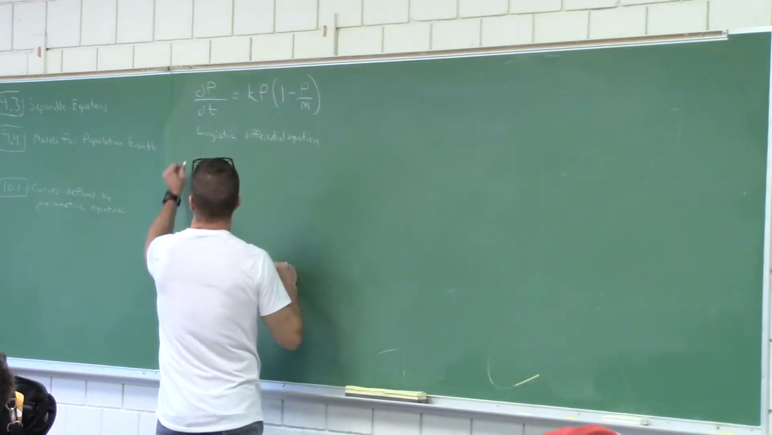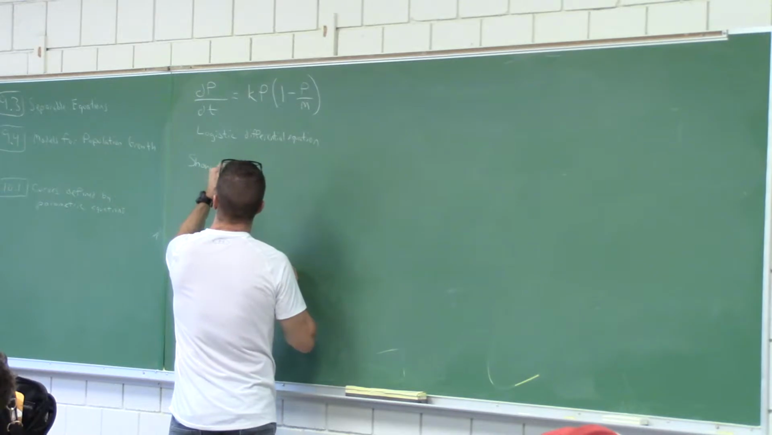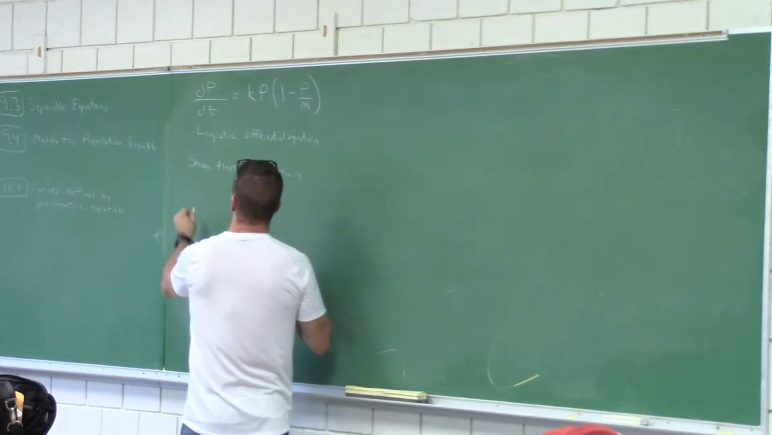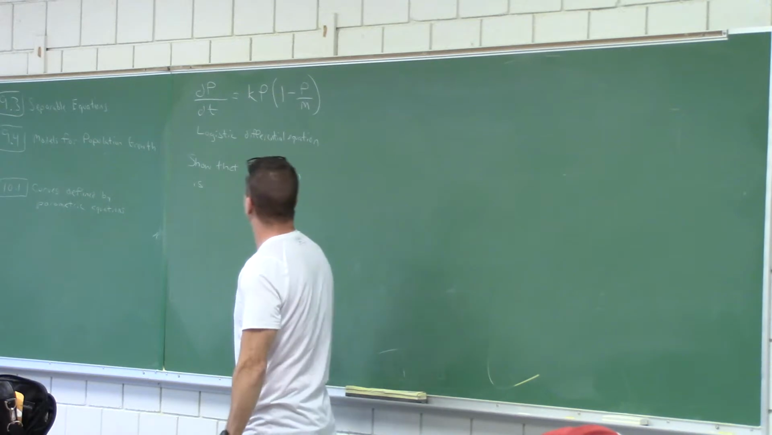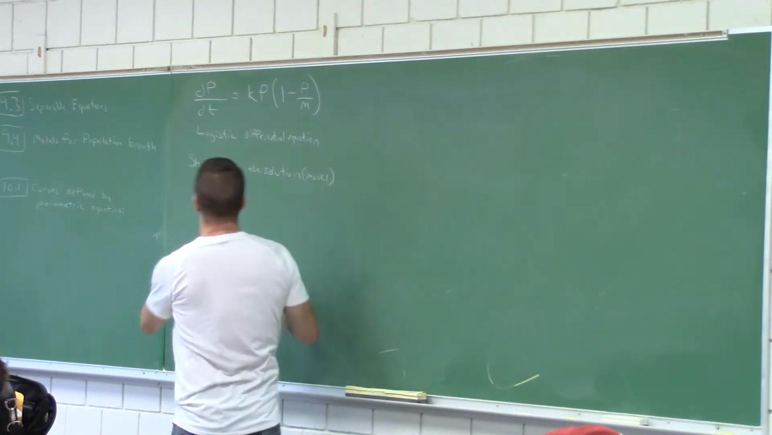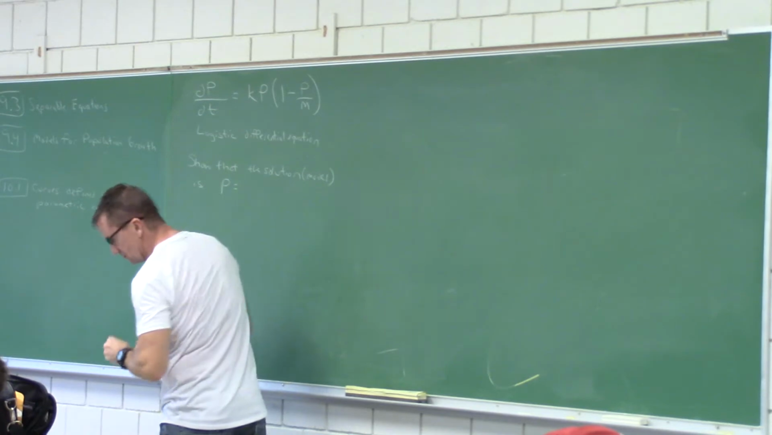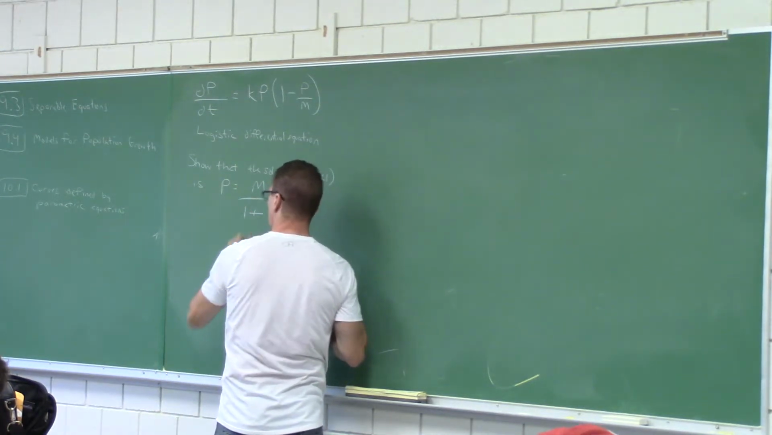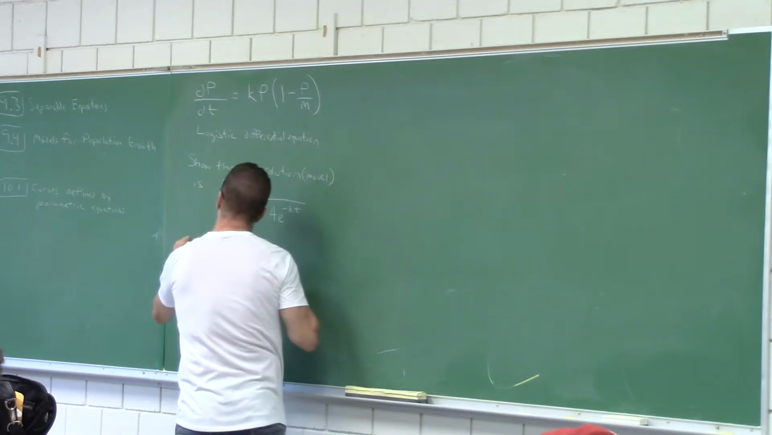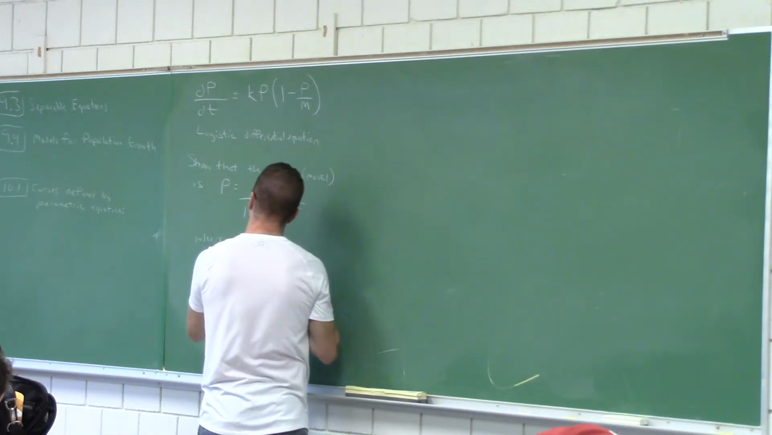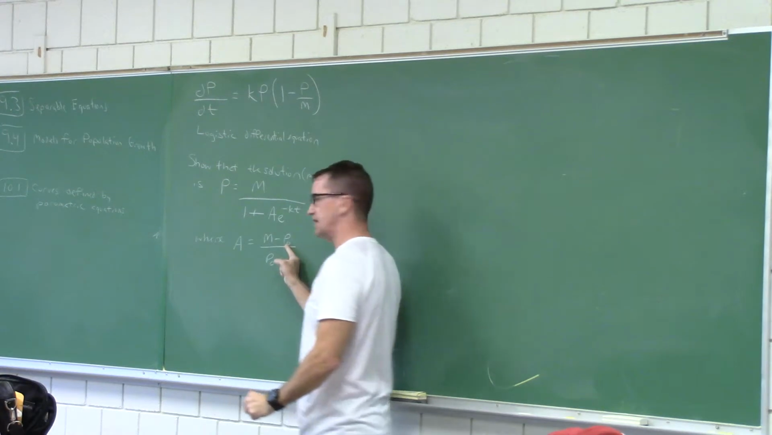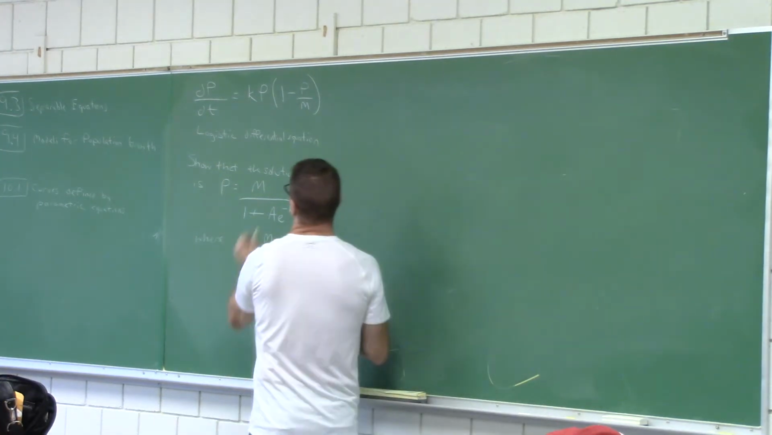Can you help me show that the solution for this, that models this, is P equal to M over 1 plus A e to the negative kt, where A equals (M minus initial P) over initial P. Those P naughts that I wrote are just initial populations. All right, so we're just going to leave this up here.